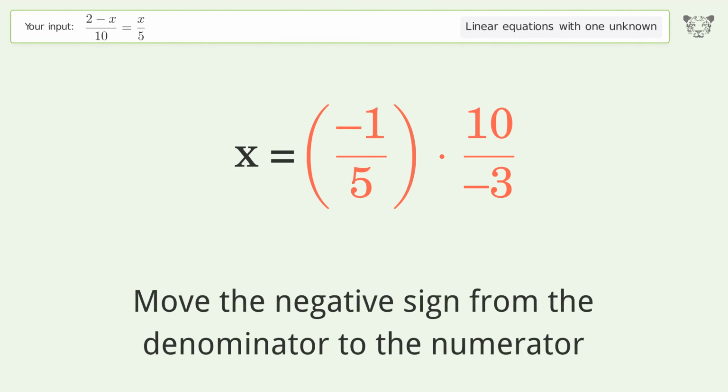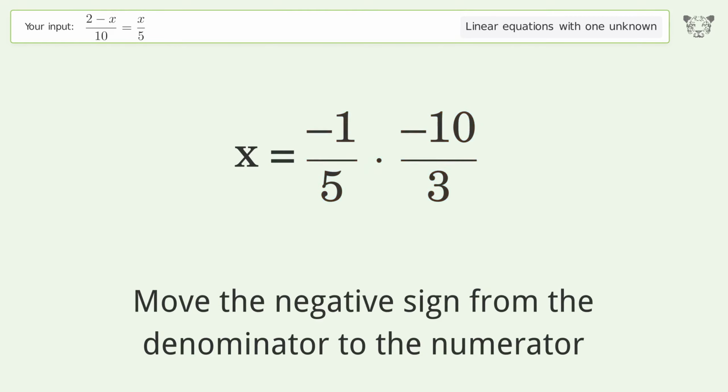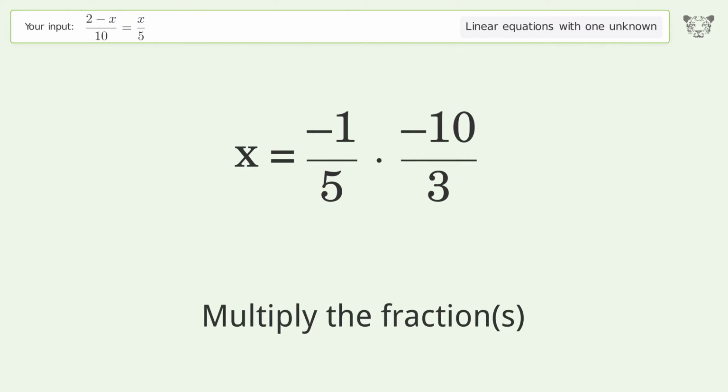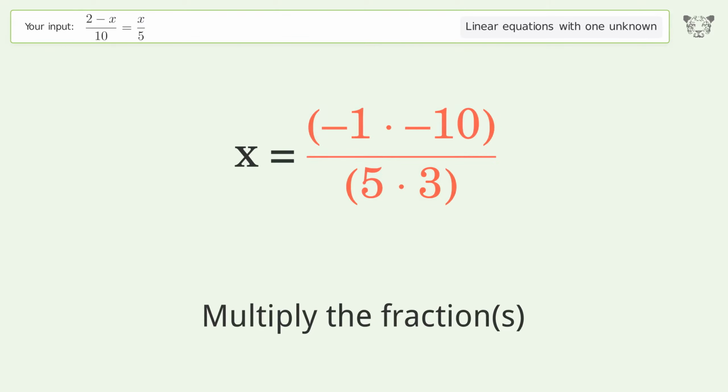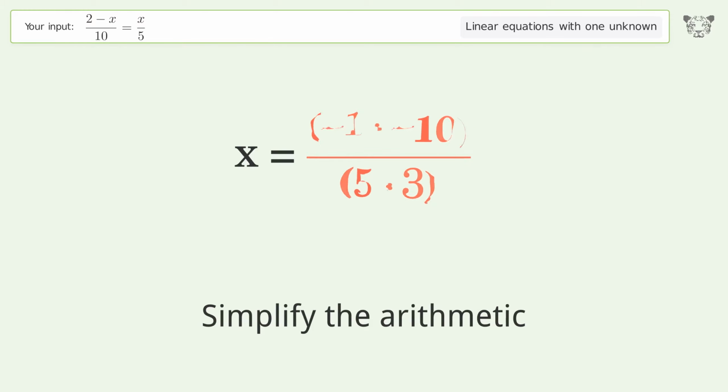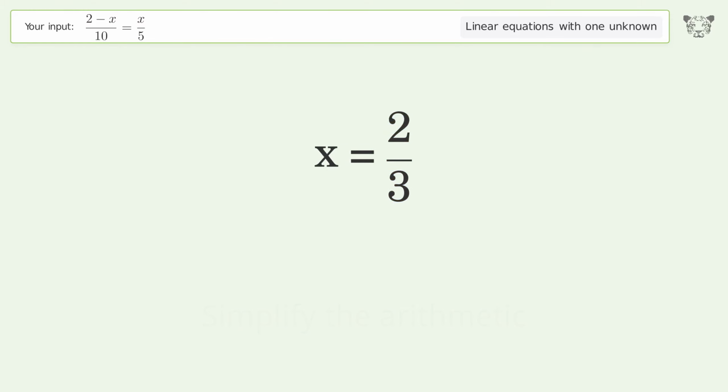Move the negative sign from the denominator to the numerator. Multiply the fractions. Simplify the arithmetic. And so the final result is x equals 2 over 3.